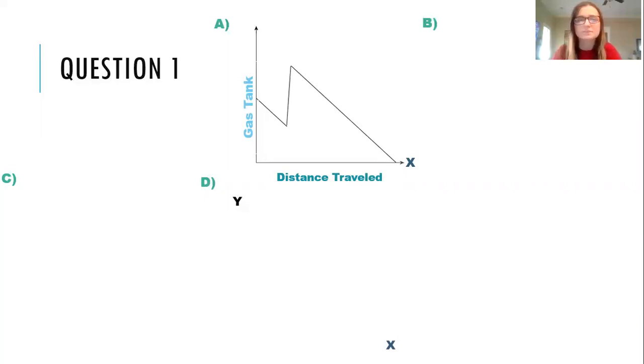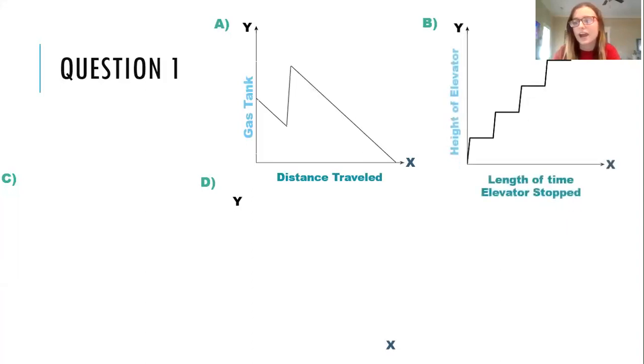As you can see, X is increasing, which means Y is decreasing, which means the further he drives, the more gas he uses. When Y is increasing and X is staying the same, that represents the tank being filled up. Now let's go to graph B.